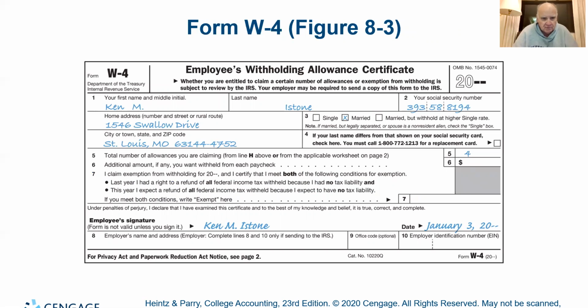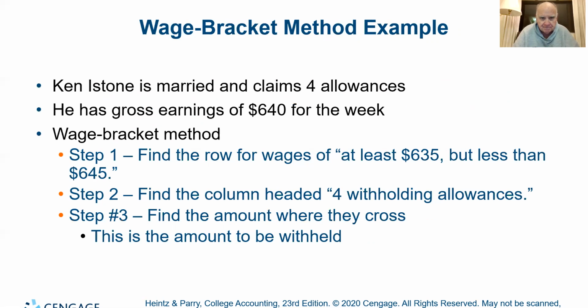Here's your W-4. You put your name and address and Social Security number. Married. This person is married, claiming allowances. Perhaps he's got the wife and 3 children on top of that. The wage bracket method. Here is where we're going to have to learn to read the tax tables.